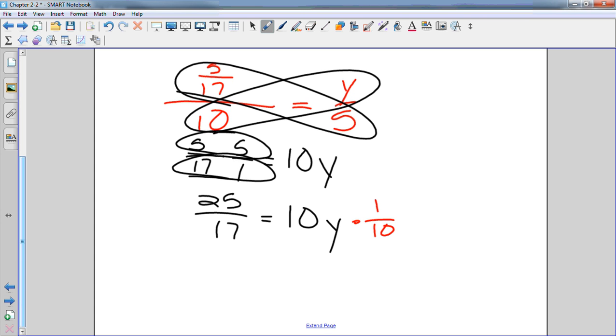1/10 times 10 is just 10 over 10, which is 1. So multiply this by 1/10. Cross reduce. Divide by 5. Whoops. 25 divided by 5 would be 5, and 10 divided by 5 would be 2. So I have 5 over 34. Here are my tops. Here are my bottoms.